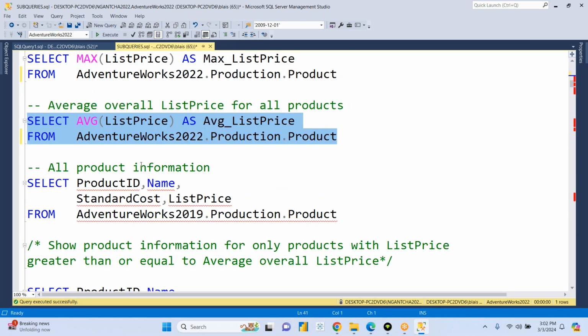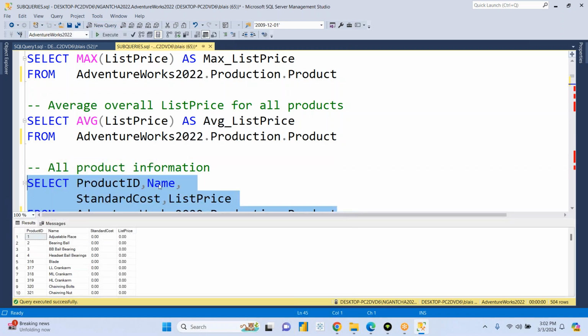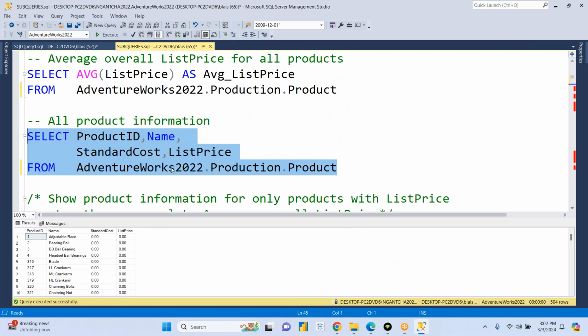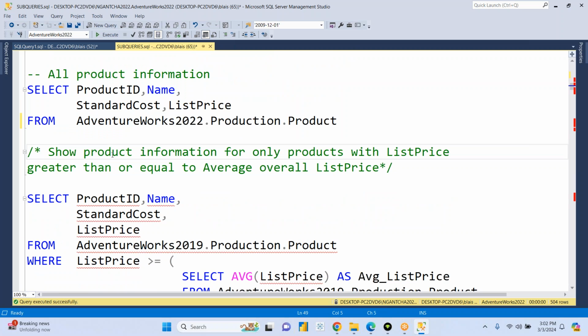Now, all product information, this is a simple query to give me all product information. This is another query right here. I get the product ID, the name, standard cost, list price. Okay, now this is where the fun begins. Show product information for only products with list price greater than or equal to average overall list price. What is the average list price? That's something you have to investigate.